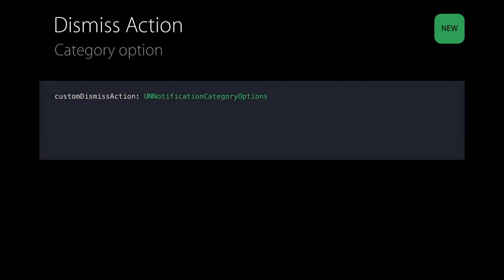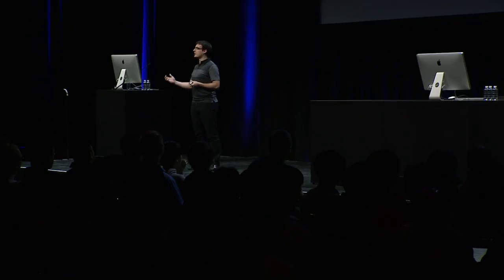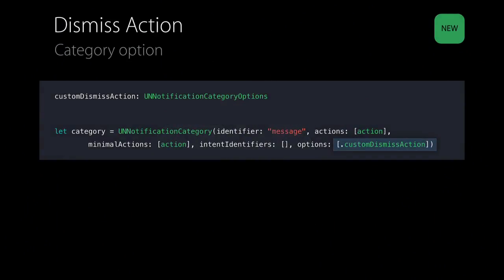Now, since this is not a common case, you will need to opt in for it. Remember earlier when we talked about the different categories that you can register, we talked about some options. This is one of them, the custom dismiss action option. So let's look at the code we used earlier to register our category. The only thing you need to do here is simply add the custom dismiss action to the options of this category, and your app will receive the actions when the user dismisses a specific notification with this category.